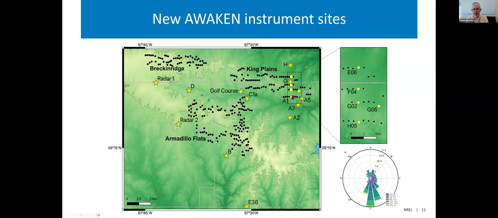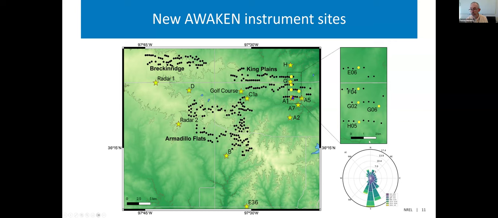The stars here represent sites that are on the ground. There are different sites in and around Armadillo Flats. Site B is undisturbed for the entire domain. We have the Texas Tech radars over here on the west, and some sites in between the different wind farms, because we want to measure how the different wind farms are interacting. And then these north-south transects through the King Plains wind farm, again looking at the evolution of the winds as they propagate through King Plains.